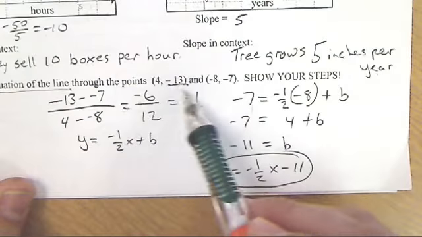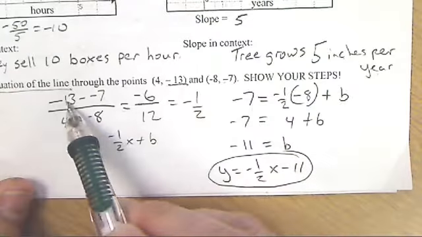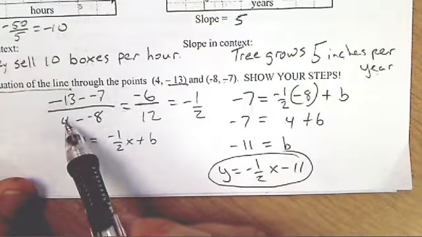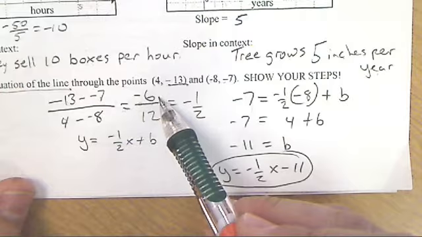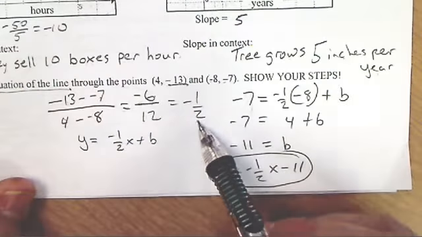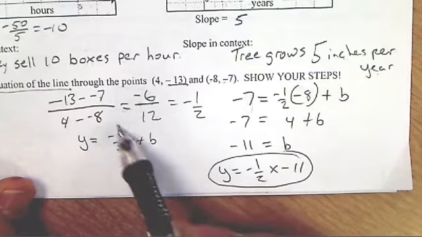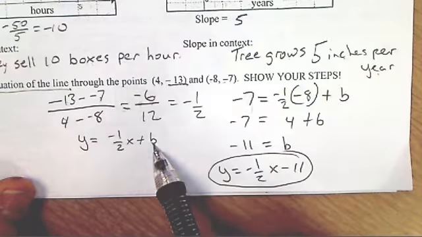Find the equation of a line, so find the slope first. Take your y's and subtract them. Take my x's and subtract them. And I get -6 over 12, which reduces to -1/2. So I know the m part. I just have to solve for b. So I plug in a point.